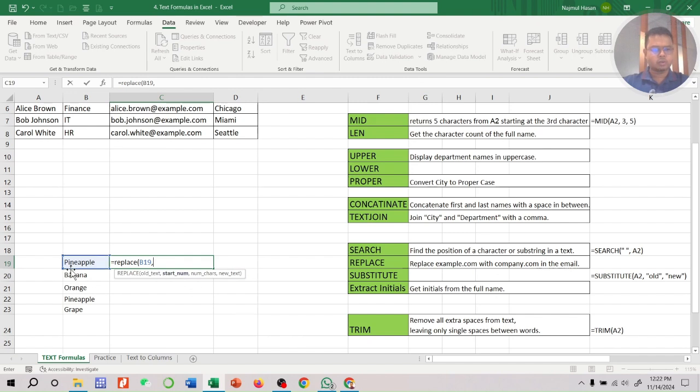For example, I will replace the characters after the first three characters, so the starting number means 4, right? Okay, then comma, number of characters, I mean, how can I say, for example, the last three characters I replace, right? And then comma, the new text, for example, fruit. Okay, so first parenthesis, here is the sign, sorry, quotation, right? So take it, close, and then enter.